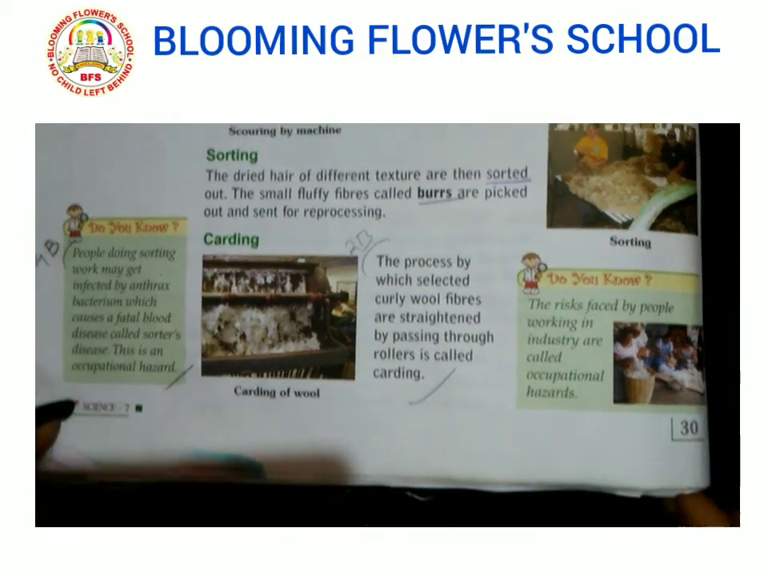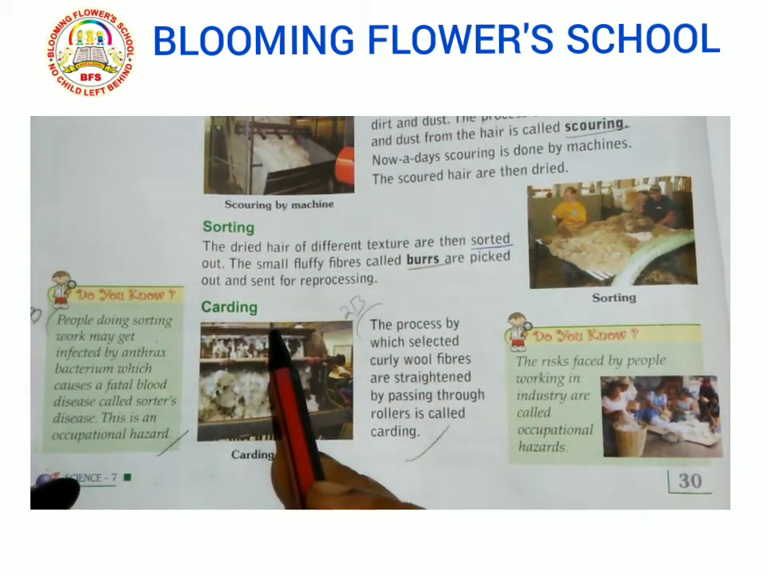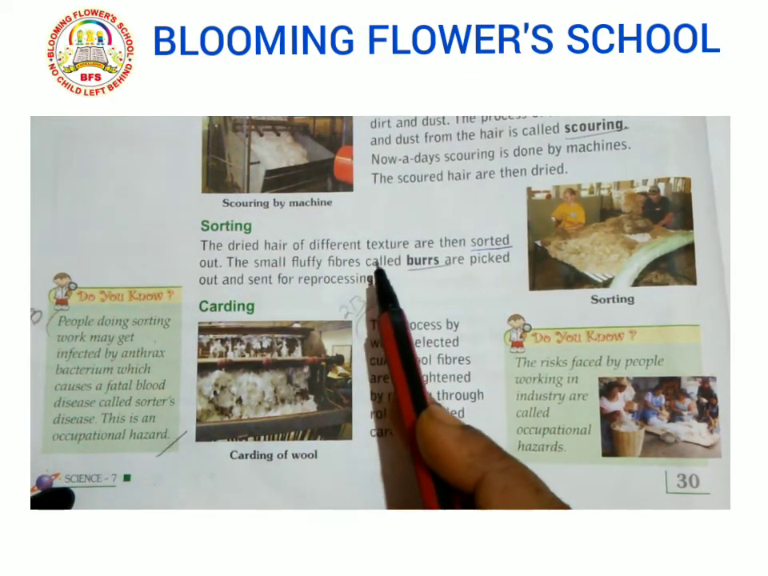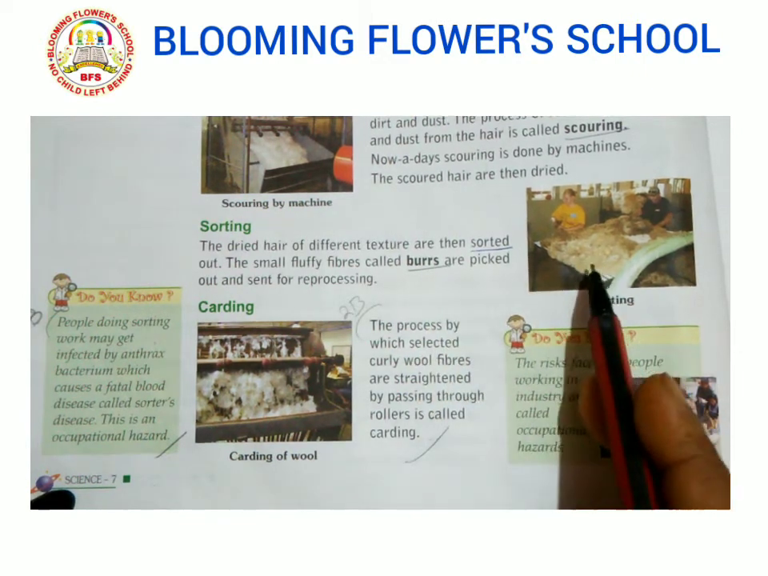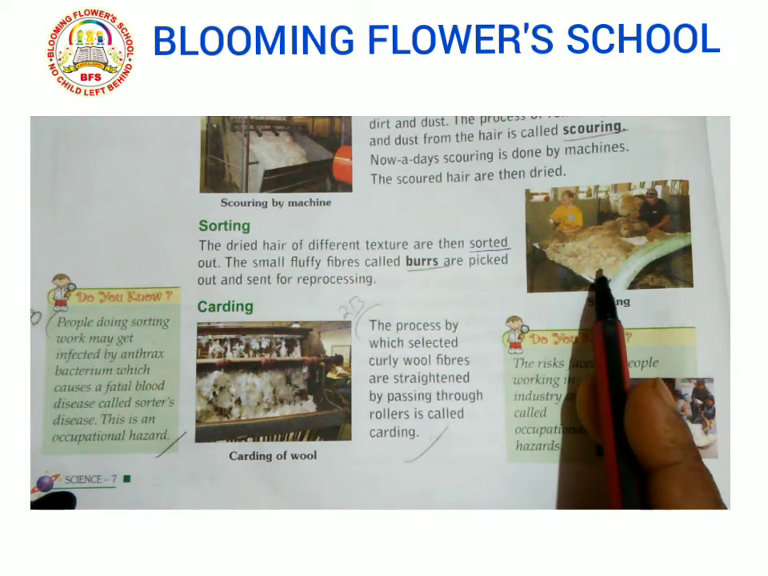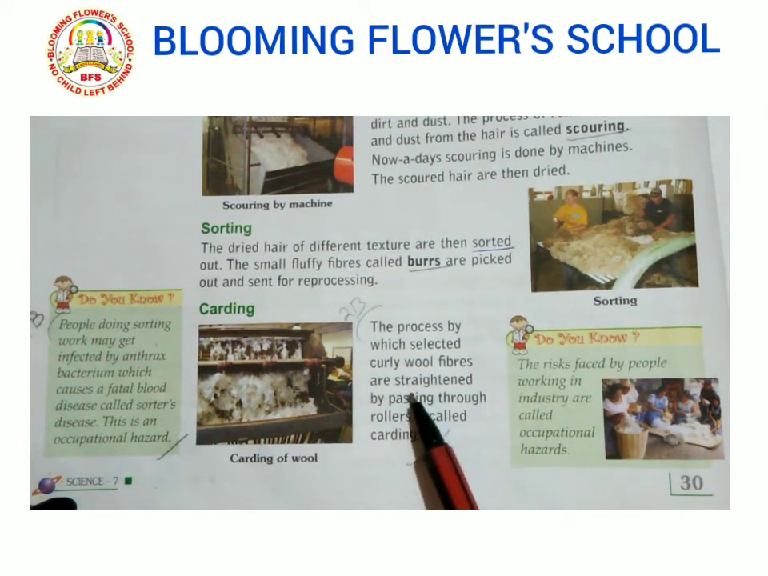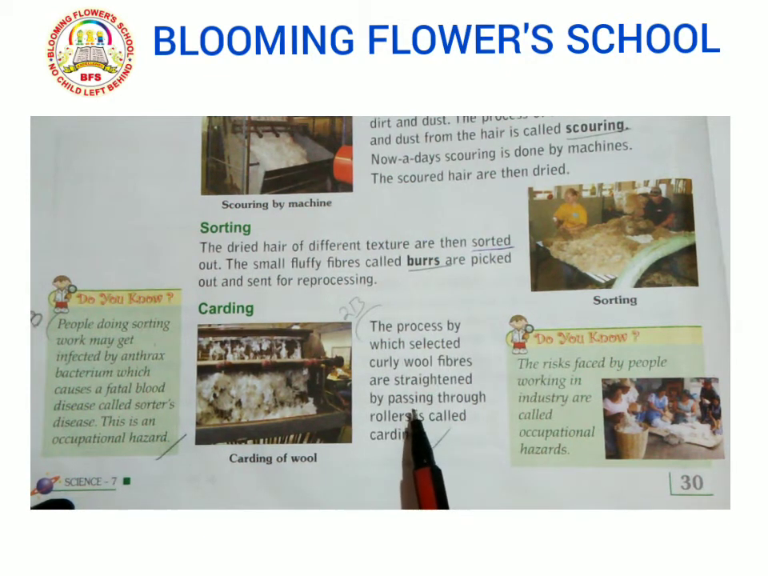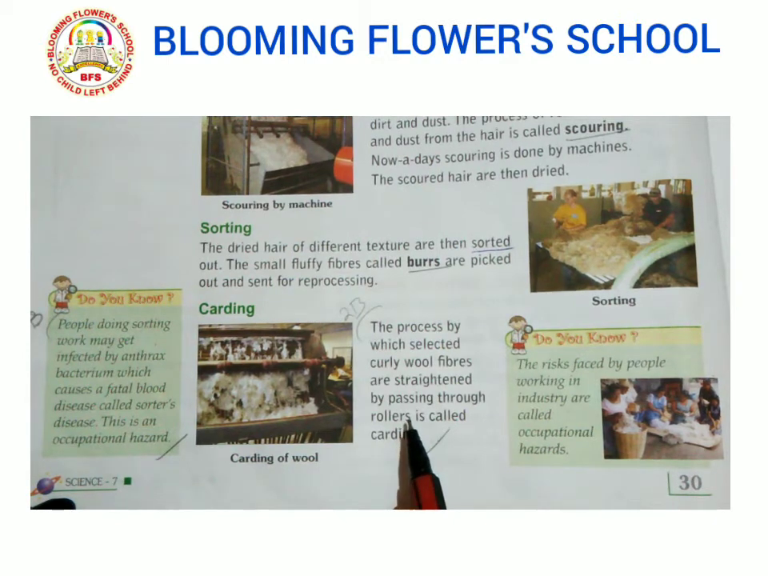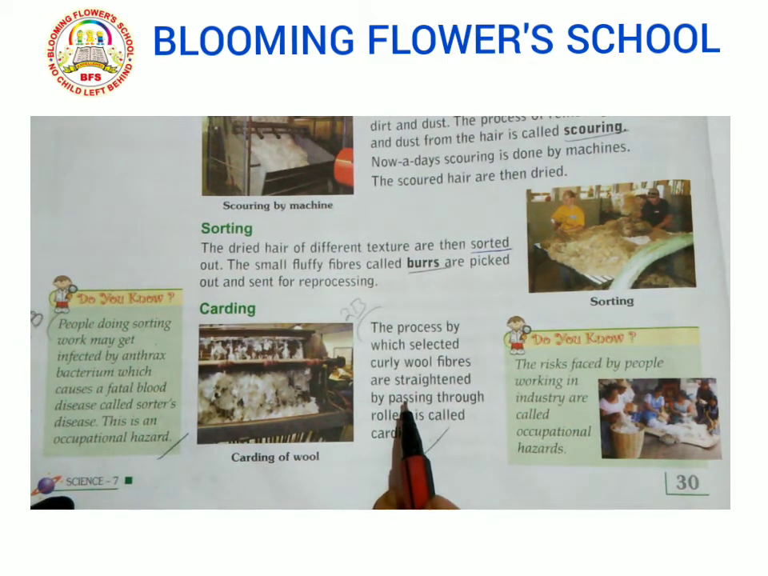Next is carding, the process by which selected fibers are straightened. Now after sorting, you have your topic carding. In your sorting, we were taking the different hair structures, whatever the hair of the sheep was there. Those sorted fluffy fibers, we call them burrs, and those burrs we take now and send through a machine where we do the straightening. The small hairs will pass through a roller where straightening is happening. In the same way how we do our hair straightening, we use small pressing machines where our hair will straighten, so as to keep them in proper condition.